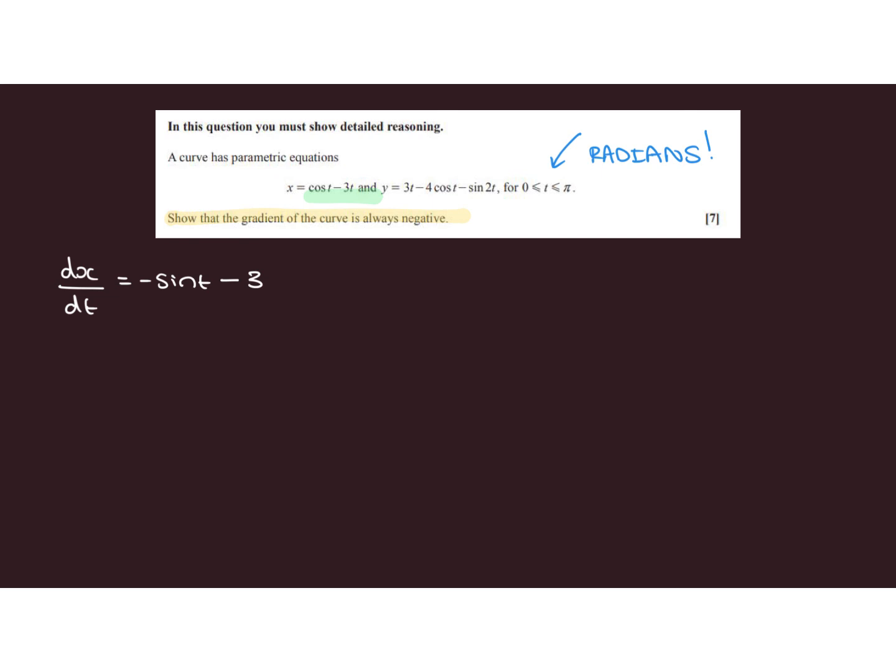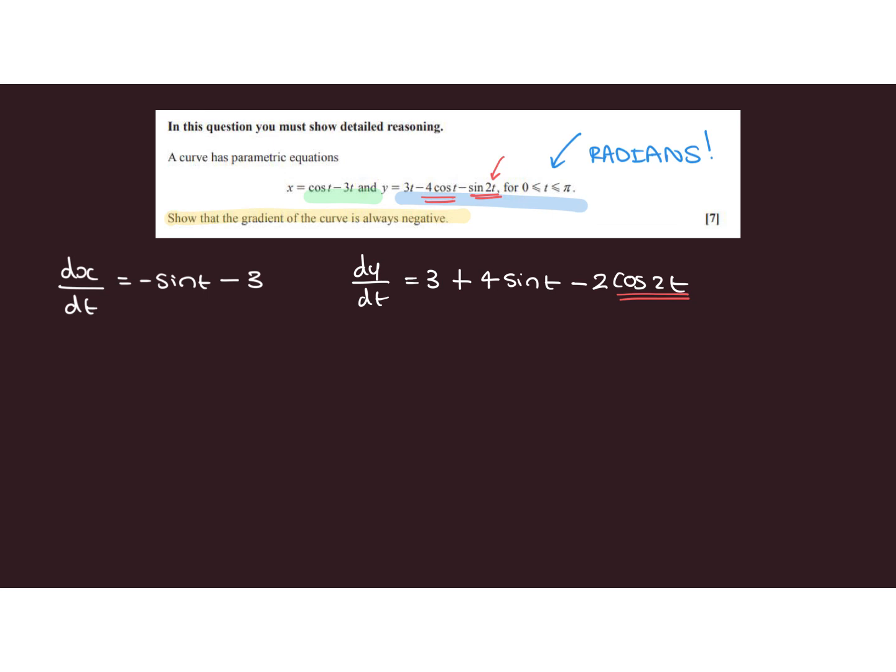Now, differentiating the second function here, dy by dt is equal to 3 plus 4 sine t, and then for this last part it's going to be -2 cos 2t. Think about why that is. A sine function differentiates to a cos function, but we need to multiply by the derivative of the inner function, which means we multiply by 2. For the central term, cos differentiates to negative sine, so hence we lose the negative overall.